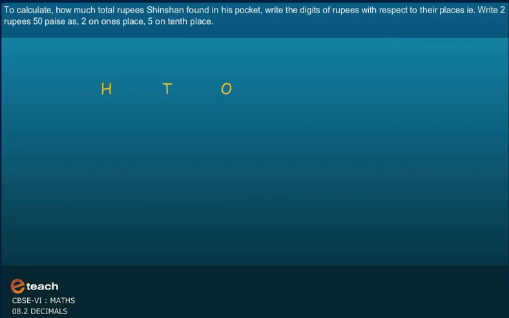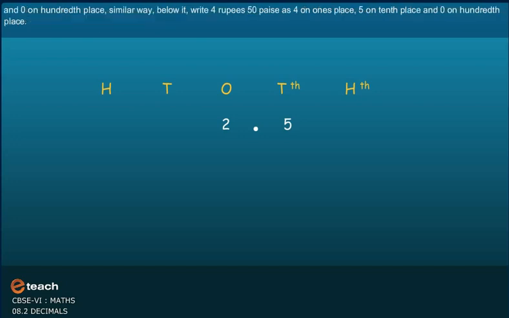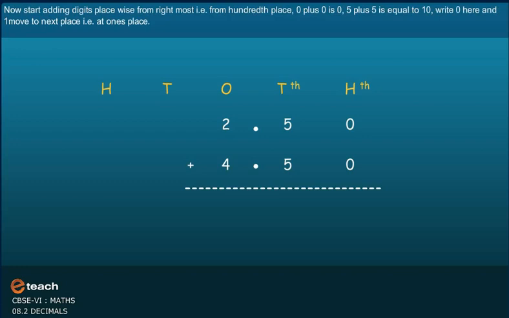To calculate how much total rupees Shinshan found in his pocket, write the digits of rupees with respect to their places. That is, write 2 rupees 50 paise as 2 on 1's place, 5 on 10th place, and 0 on 100th place. Similarly, below it, write 4 rupees 50 paise as 4 on 1's place, 5 on 10th place, and 0 on 100th place. Now start adding digits place-wise from rightmost.